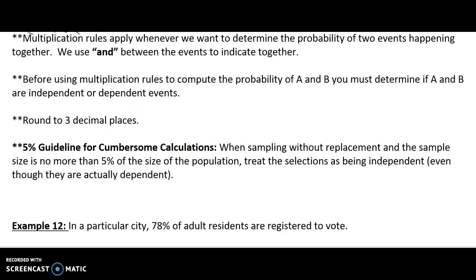Some more rules to follow. Multiplication rules apply whenever we want to determine a probability of 2 events happening together. Use "and" between events to indicate together. Before using the multiplication rule to compute the probability of A and B, determine if A and B are dependent or independent. Round to 3 decimal places for probabilities as a general rule unless otherwise stated. The 5% guideline for cumbersome calculations. This is important. When sampling without replacement and the sample size is no more than 5% of the size of the population, treat the selections as being independent, even though they're actually dependent.